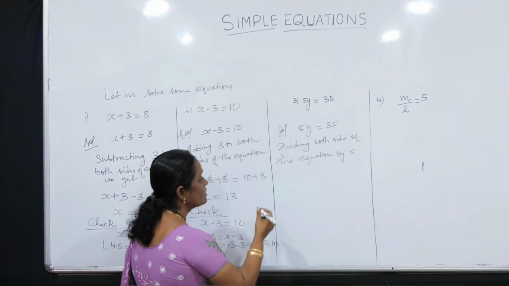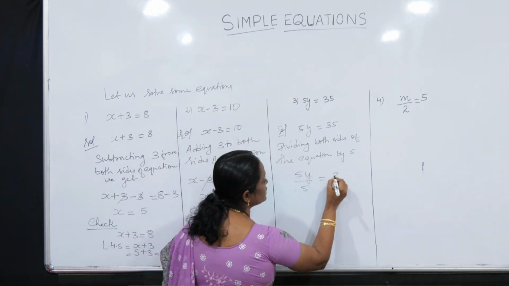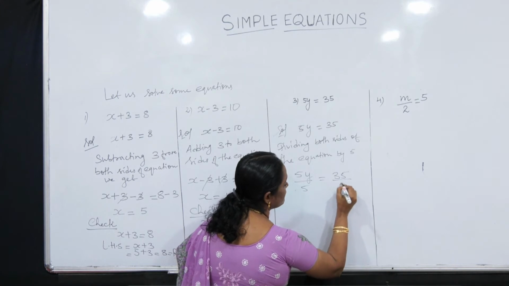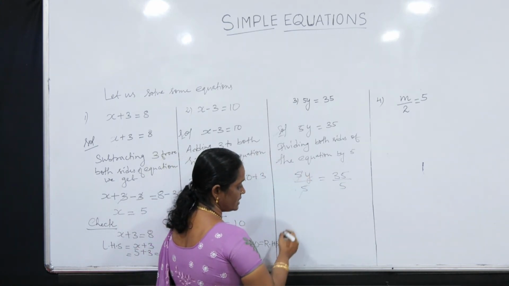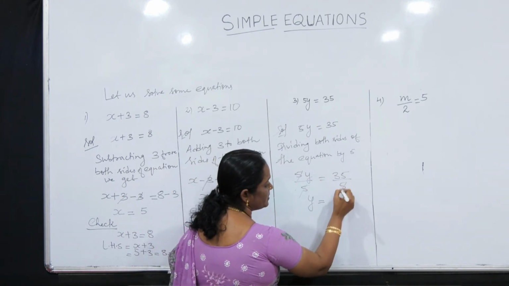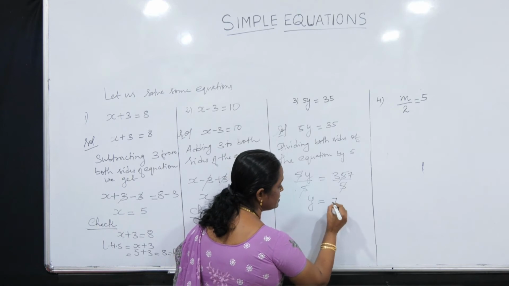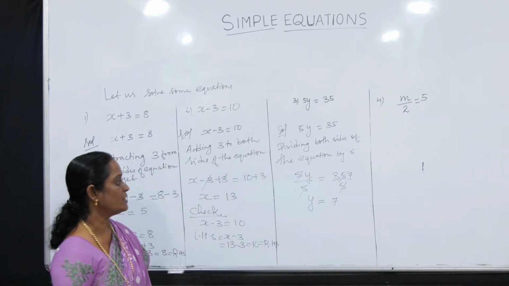What will we get? 5y divided by 5 is equal to 35 divided by 5. So here the 5 and 5 will cancel. Here only y remains, and 35 divided by 5 is 7, because 5 sevens are 35. So the solution to the equation is y equal to 7.